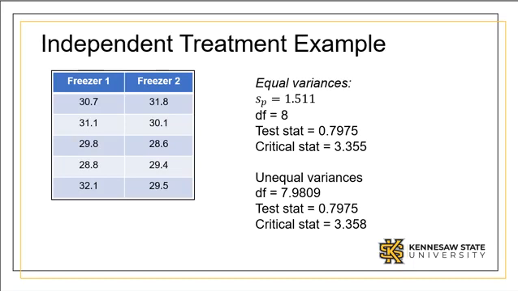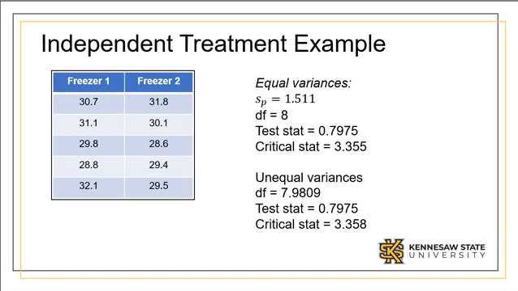Let's consider this example. Suppose we are comparing the average temperature of two freezers. We want to determine if the temperatures are the same. Assume alpha is 0.01. If we assume equal variances, the pooled variance will be 1.511. The degrees of freedom will be 8. The test stat and critical stat are 0.7975 and 3.355 respectively. Since the test stat is smaller than the critical stat, we fail to reject the null.